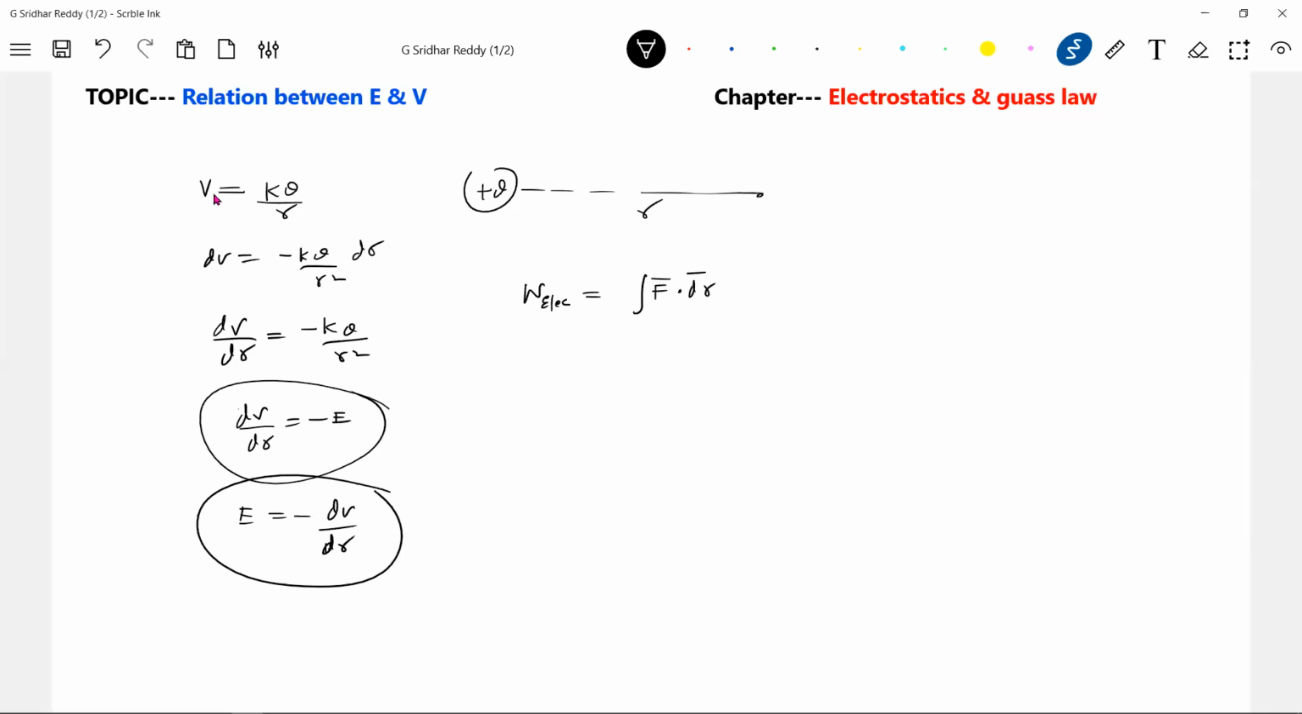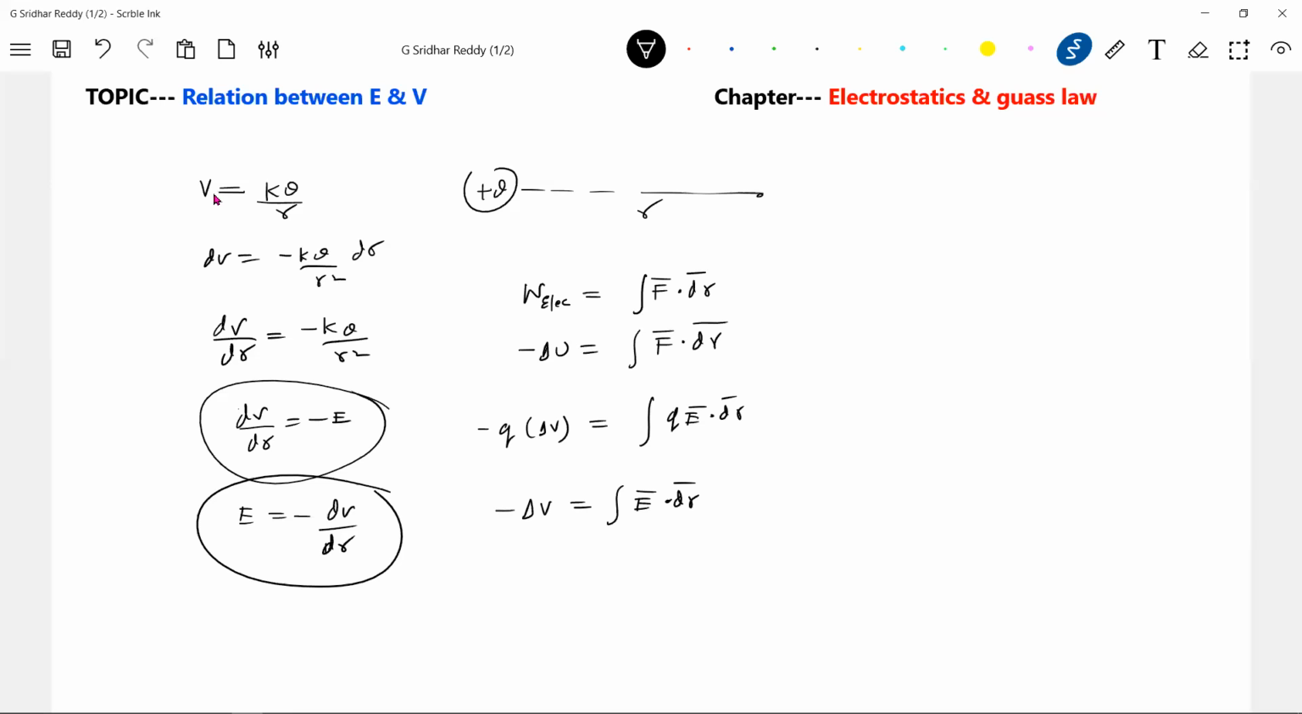Now work done by electrostatic force, what we can write as minus of delta U, in moving a charged particle from 1 to 2. And now further, what is F? You can write Q E bar dot dr bar. Delta U, what can we write? Q into potential difference. So this Q gets eliminated. So minus of delta V is equal to E bar dot dr bar.